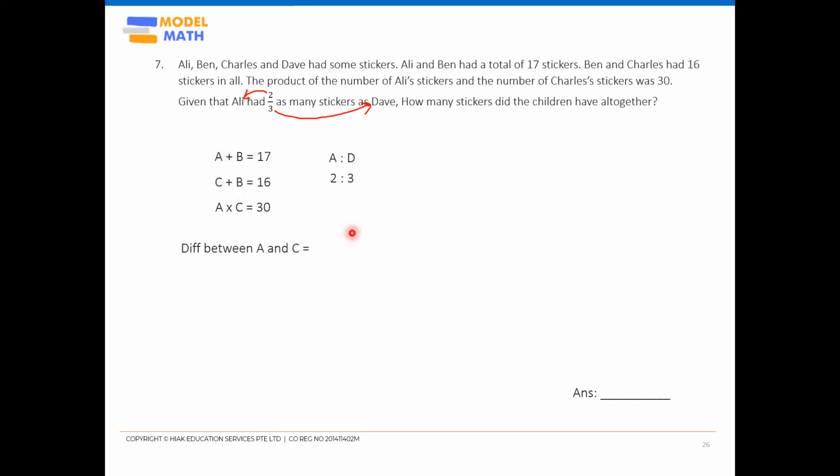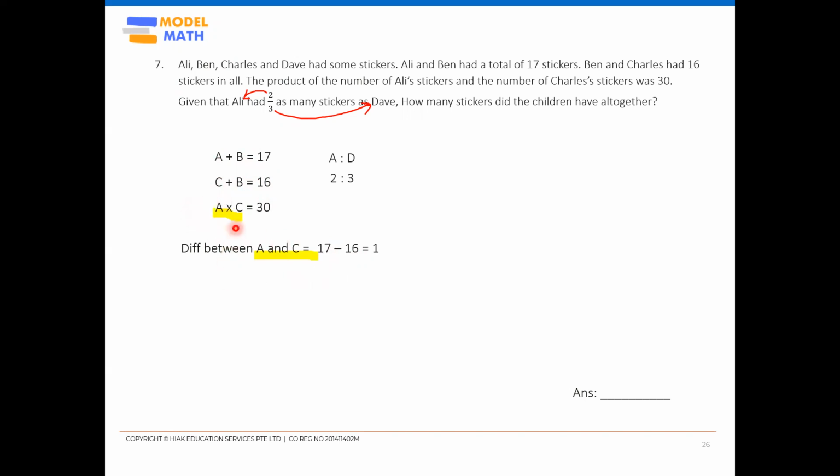Which is 17 minus 16. So I've achieved 2 targets over here. I've achieved the difference between Ali and Charles, and at the same time, I have got rid of Ben. Now, what's next? This one is just the difference between A and C. Since I'm working with A and C, you notice that my third equation also involves A and C, Ali and Charles.